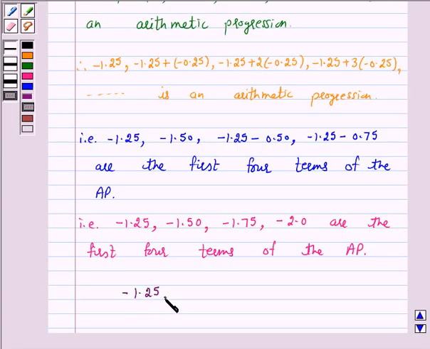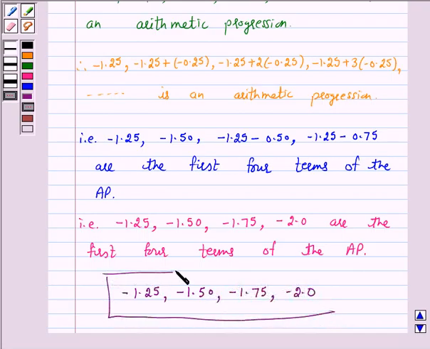Hence, the answer for the above question is, if A is equal to -1.25, D is equal to -0.25, then -1.25, -1.50, -1.75 and -2.0 are the first four terms of the AP.